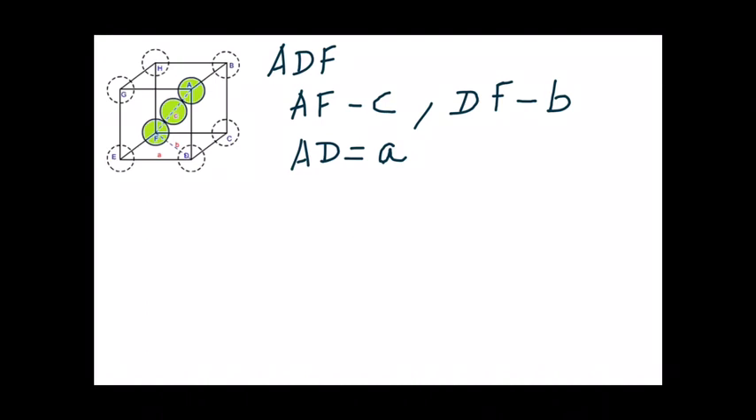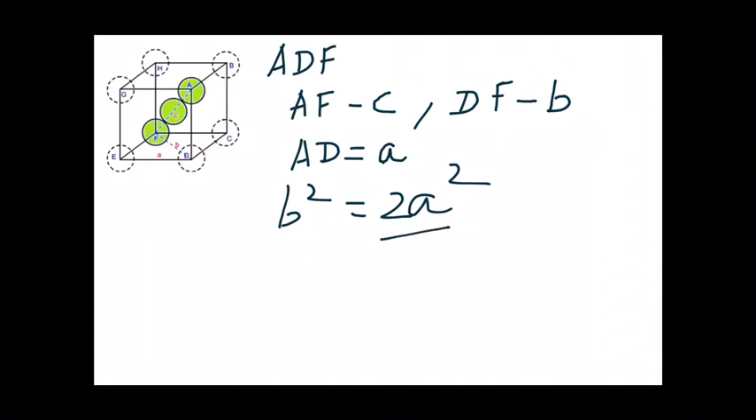The face diagonal DF is marked as B, and the side AD, which is the side of the unit cell, is marked as A. Now in the earlier calculation, we had already found out the relationship between the face diagonal DF and the side A. So if we consider the triangle DFE, you may get B square as 2A square. We had already done this when we calculated the packing efficiency of the face-centered unit cell.